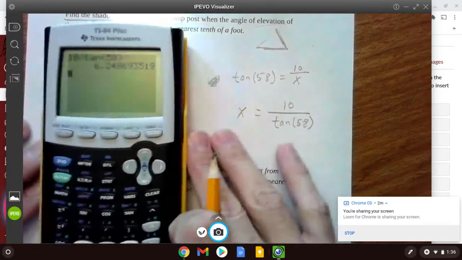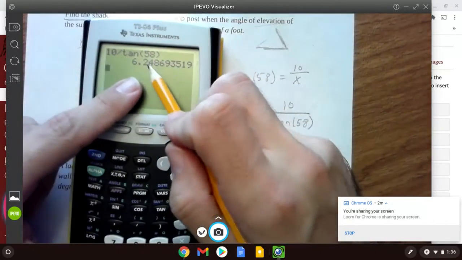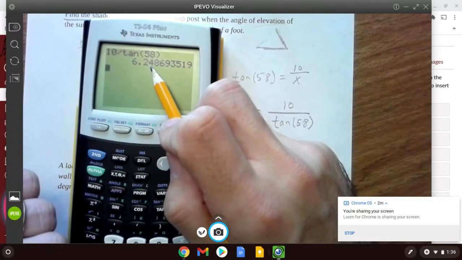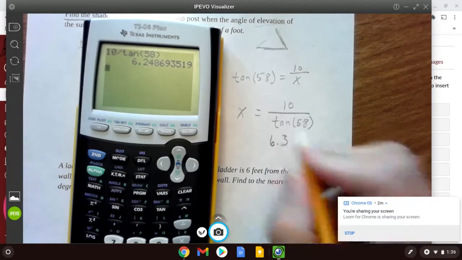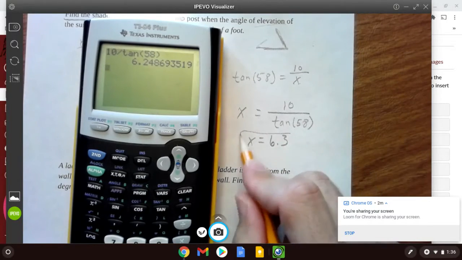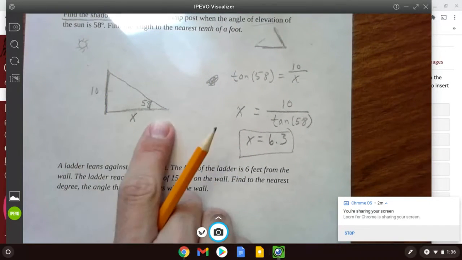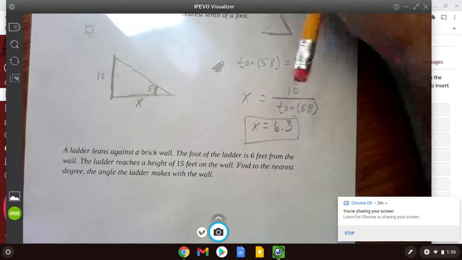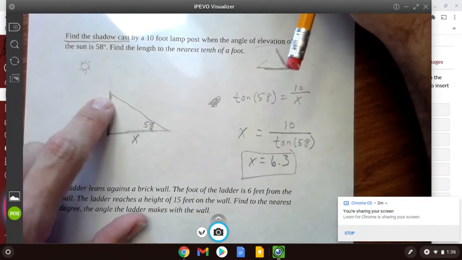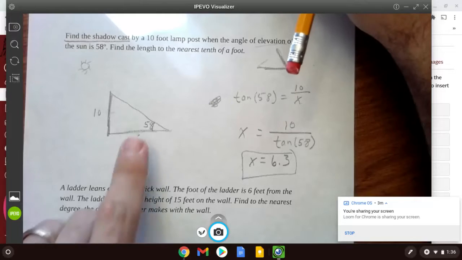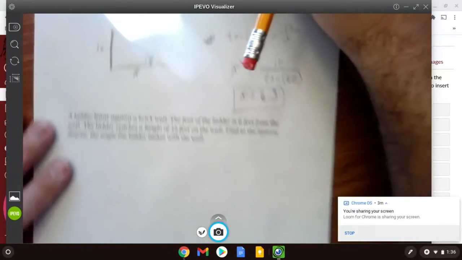And we're rounding it to the nearest tenth of a foot. So here, the 8 is going to cause that 4 to bump up, and then that 4 is going to cause that 2 to bump up. So it's going to be 6.3. Got it. So the shadow here is 6.3 feet. Those are kind of troublesome to think about, whether it was 58 degrees that way or 58 that way. But since it was an angle of elevation, we knew it had to be that angle there.